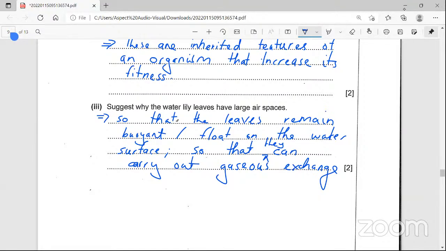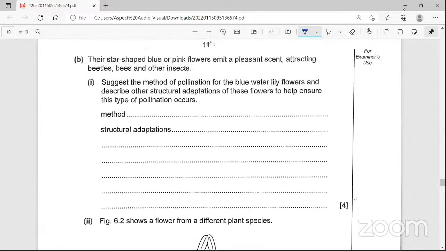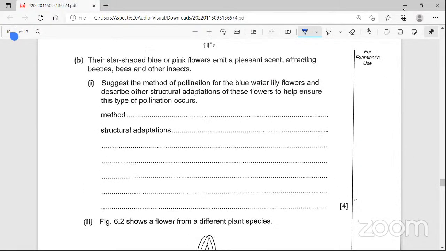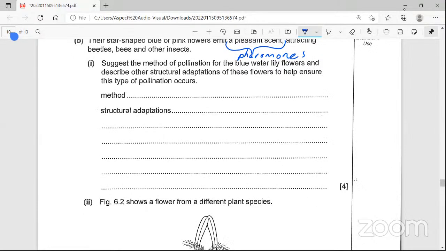Are we done? All right, so let's move on to B part one. Their star-shaped blue or pink flowers emit a pleasant scent, attracting the beetles, bees, and other insects. So what is that? Usually these are called your pheromones. These are just chemicals that are sweet smelling. They attract your animals, for example, your bees, your beetles, and insects.